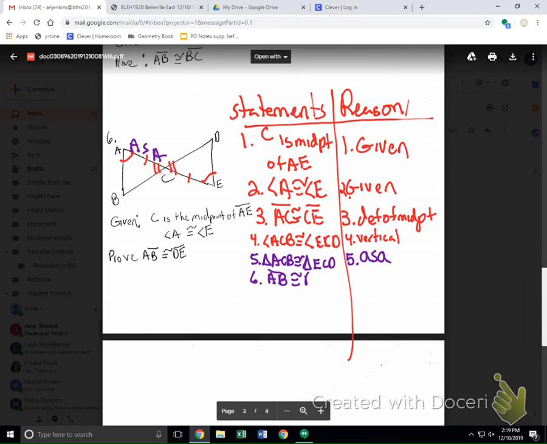And then our last part is the congruent parts. AB is congruent to DE. And we know this based on CPCTC, corresponding parts of congruent triangles are congruent.